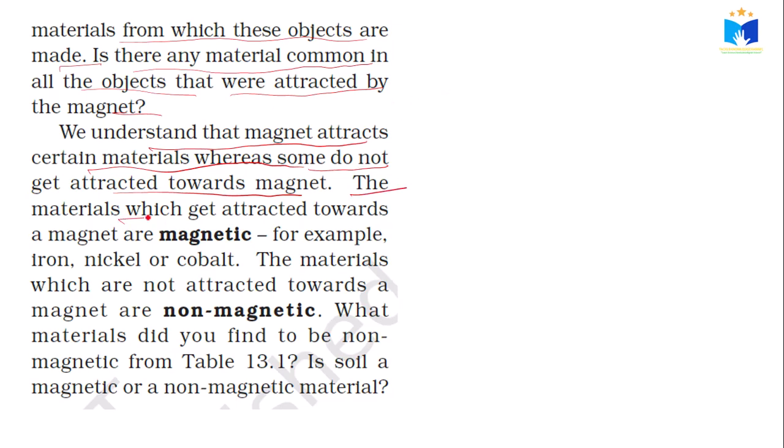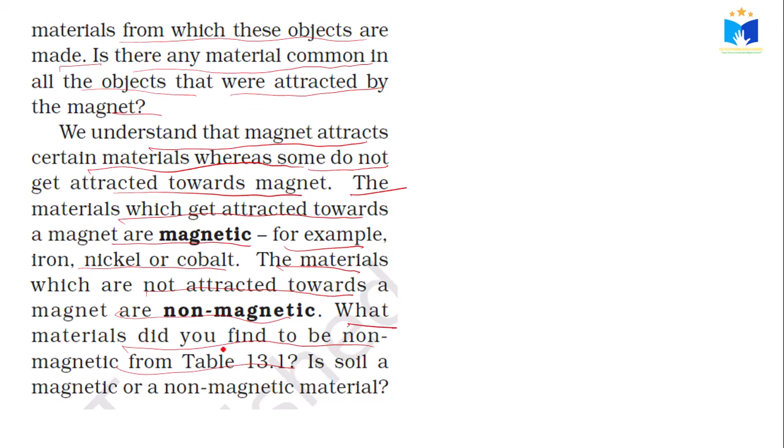The materials which get attracted towards a magnet are magnetic. For example, iron, nickel and cobalt. These are examples of magnetic materials. The materials which are not attracted towards a magnet are non-magnetic. What materials did you find to be non-magnetic from Table 13.1?